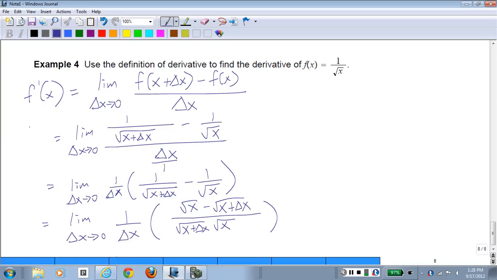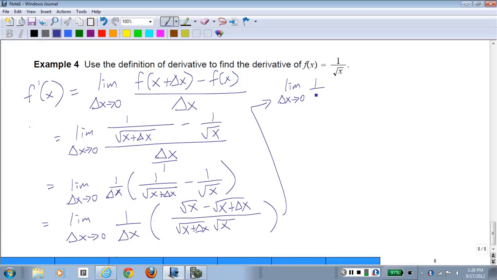So we still have delta x in the denominator, and at the moment there still doesn't seem to be a great deal of hope of getting a factor of delta x in the numerator, but there is. I'm just going to copy it like this. What I want to do is multiply the numerator and denominator by the conjugate of that radical expression in the numerator, square root of x plus square root of x plus delta x over square root of x plus square root of x plus delta x, and hope something good comes of it.